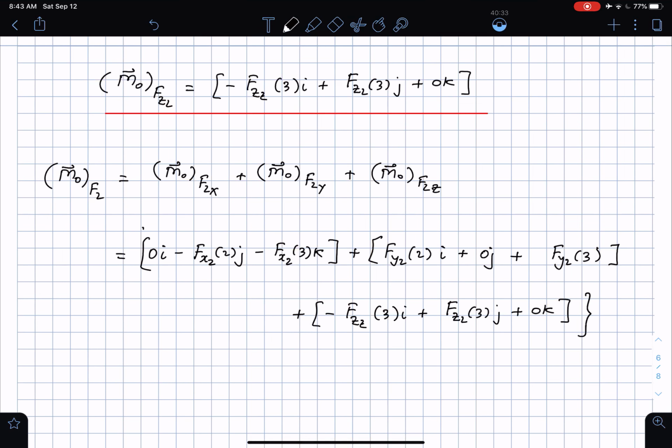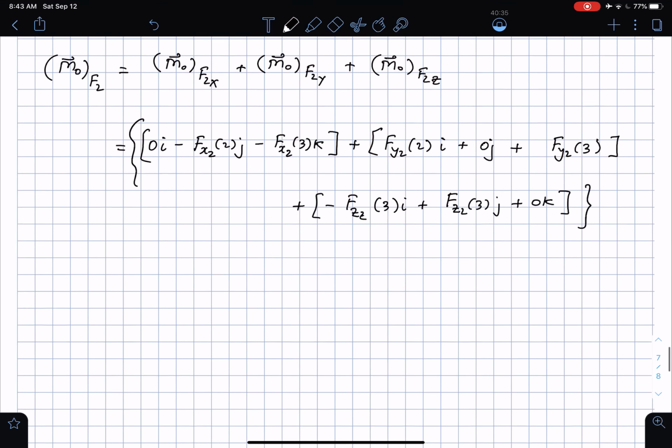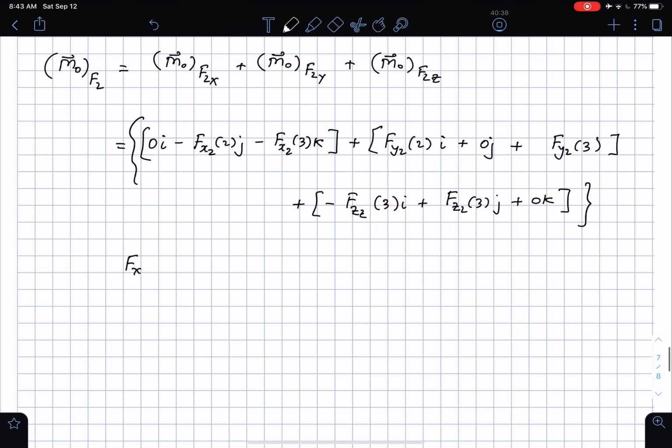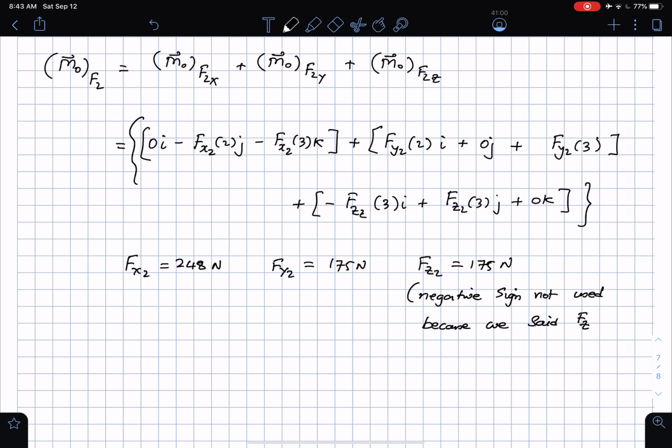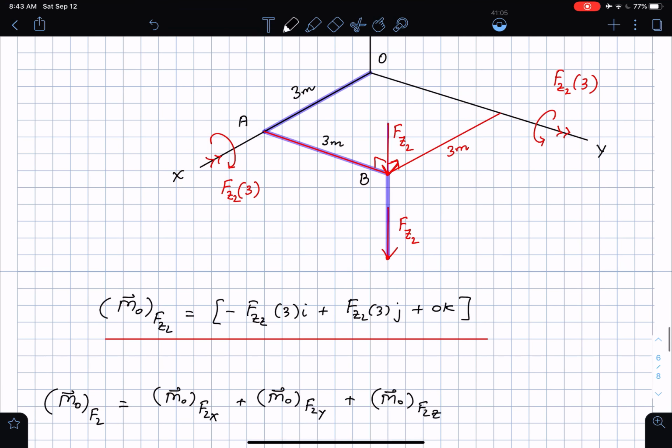The important thing that you have to realize is that Fx2 magnitude was 248 newtons, Fy2 was 175 newtons, Fz2 is 175 newtons. The negative sign is not used because we said Fz2 is along negative z, and we already drew it that way. You see, we already drew it that way.